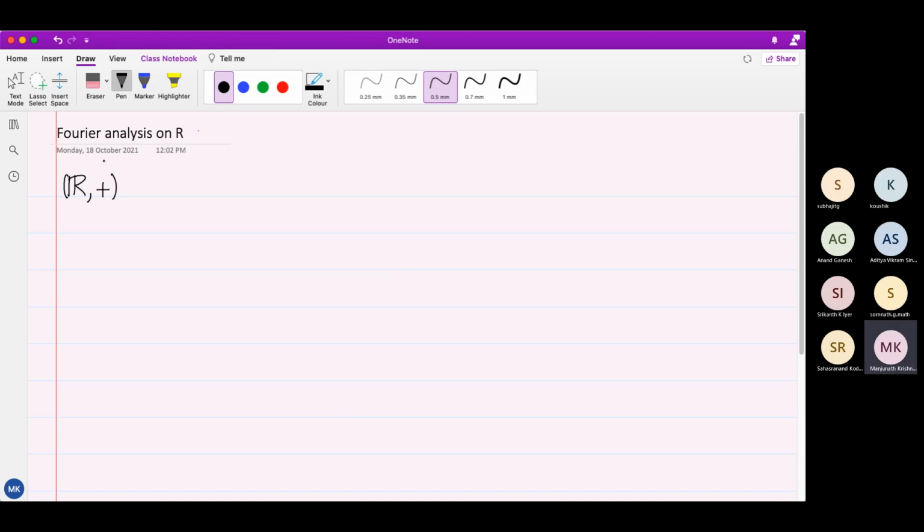So we are looking at the group R with addition. So this is again an abelian group. It also has a topology, and later we will see the topology and addition go well together. In that, addition is a continuous operation in this topology, but we'll come to that when it comes.